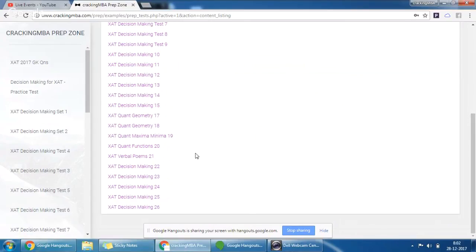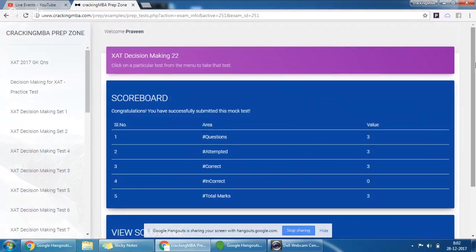Today we're going to talk about some decision making sets. We're going to look at about 5 sets from XAT 2015. Okay, so go ahead and start the decision making set 22, please.